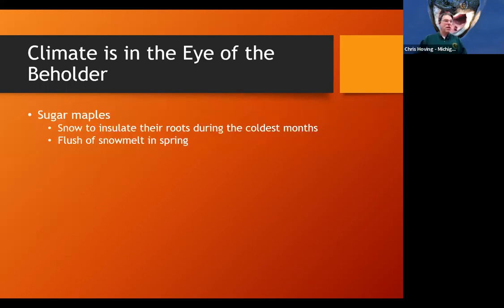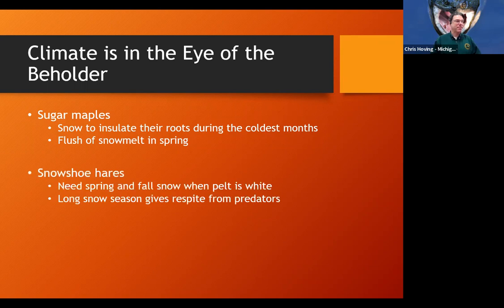So for example, a sugar maple is going to be really interested in snow. Snow insulates its roots from the freeze-thaw cycle. And especially during the coldest months, having a good blanket of snow is very important to sugar maples. And then they really need that flush of water in the spring when the snow melts. Those are two key things when they're looking at climate change. They're not as interested in, is it warming, is it cooling? It's the snow aspect of it.